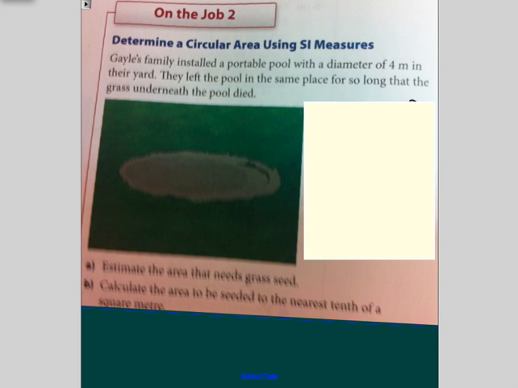The next section is finding the area of a circle. What we have here is Gail's family installed a portable pool with a diameter of 4 meters in their yard. Now I know your photocopy is not a very good picture of this, so you're going to have to trust me on this. The pool left a dead spot where the grass died. So they want to reseed this area of grass. It says estimate the area that needs to be seeded.